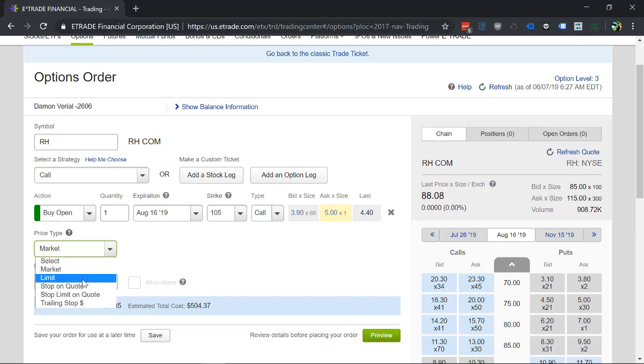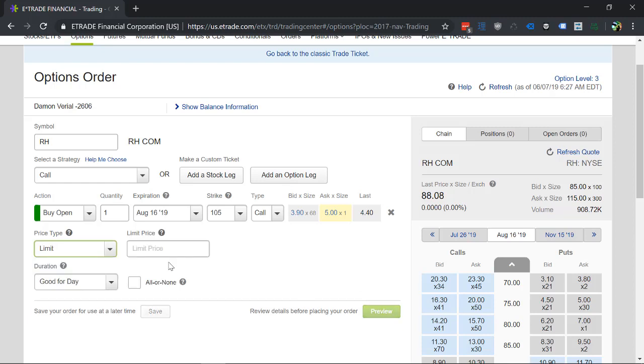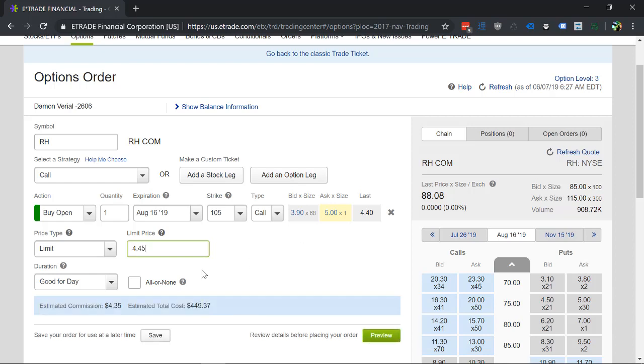These are really the only two you're going to care about. So you're going to go with limit, and this is a skill in its own, but you're going to want to find the best price you can get for this, and it's usually somewhere in the middle. One way to do it is just take the midpoint, so add these two numbers and divide by 2. We're going to say maybe 4.45 is a good price for this.